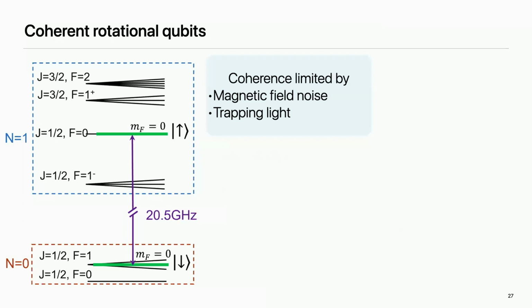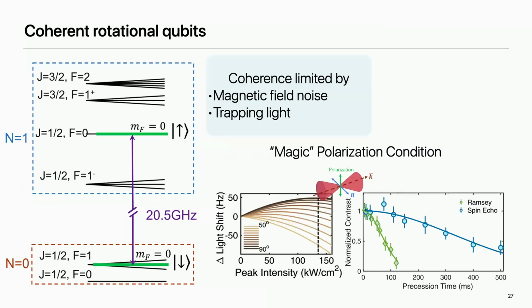But you can also choose levels that happen to be almost completely insensitive to magnetic field noise, but more sensitive to trapping light, or vice versa. So in general, you can find appropriate polarization and trapping conditions to extend an effective coherence time out to, this is a measurement from 2019, so it showed out to like 600 milliseconds or so. Now we're out to maybe 1.5 or 2 seconds in calcium fluoride, and people have demonstrated in other species coherence times of more than 10 seconds.